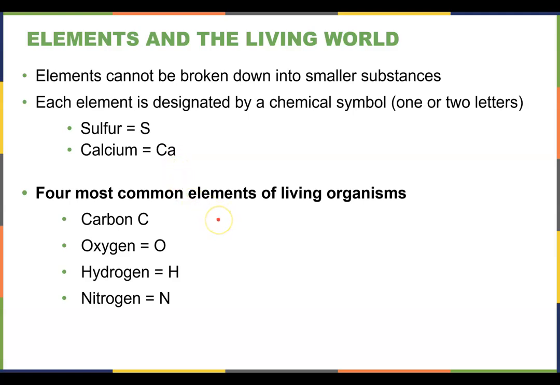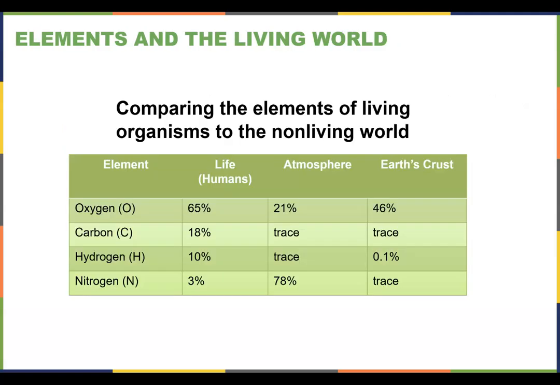The 4 most common elements for all living organisms are carbon, oxygen, hydrogen, and nitrogen. So if there is a living organism, it's going to have those 4 elements in it. And that's a nice way to look and see if you have any living organisms, say on a planet.